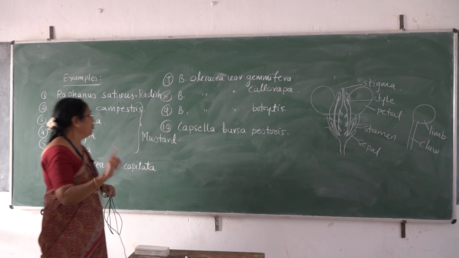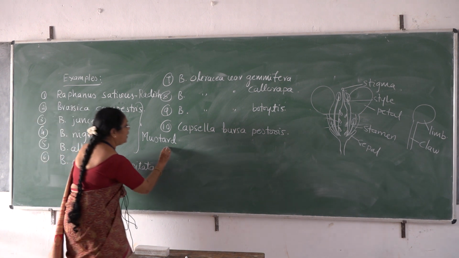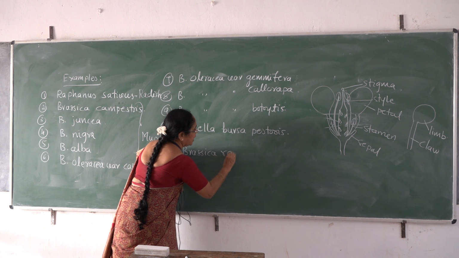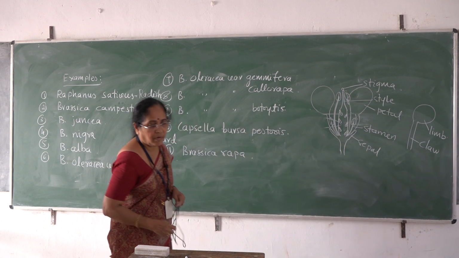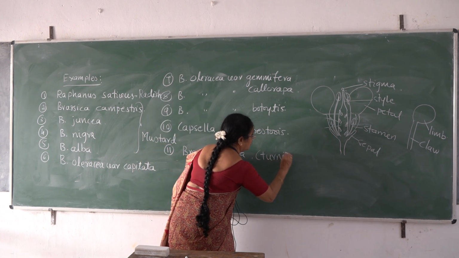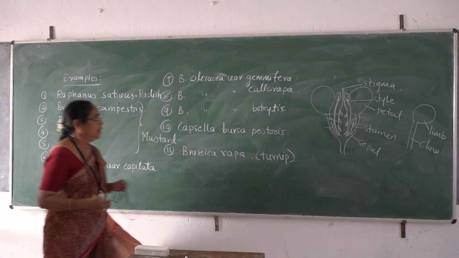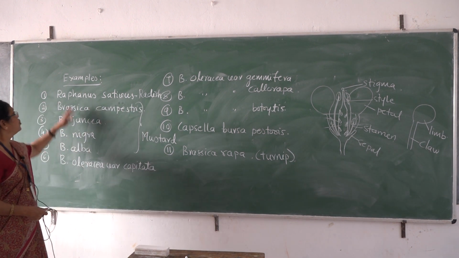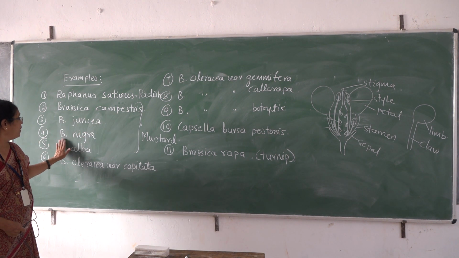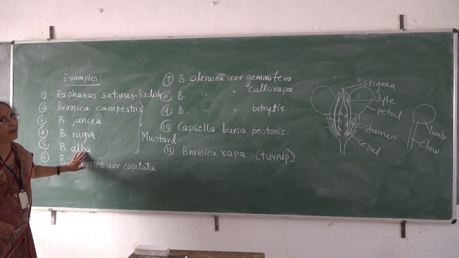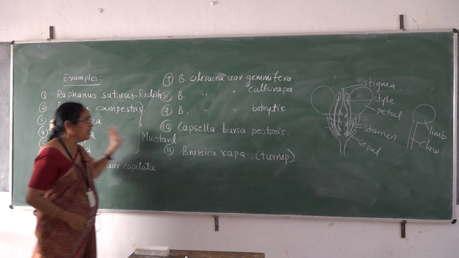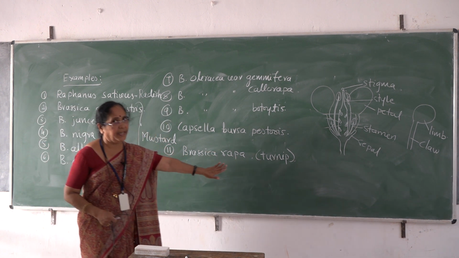Brassica rapa, I forgot to write one more example, I will write it here. Brassica rapa. Okay, this is turnip. Turnip, it's beetroot like, it's used as a vegetable. So Raphanus sativus is radish, Brassica campestris, Brassica juncea, Brassica nigra, Brassica alba is white mustard. These are the different species of mustard. Along with this, the Brassica rapa is turnip that is used as a vegetable.